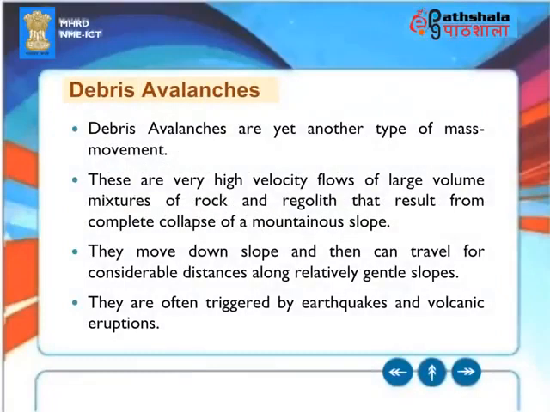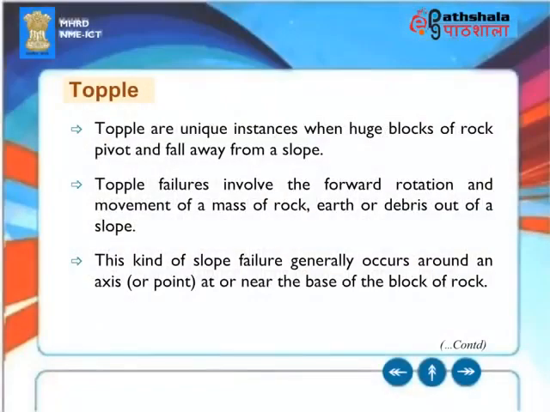Debris avalanches. Debris avalanches are yet another type of mass movement. These are very high velocity flows of large volume mixtures of rock and regolith that result from complete collapse of a mountainous slope. They move downslope and then can travel for considerable distances along relatively gentle slopes. They are often triggered by earthquakes and volcanic eruptions. Topple. Topples are unique instances when huge blocks of rock pivot and fall away from a slope.